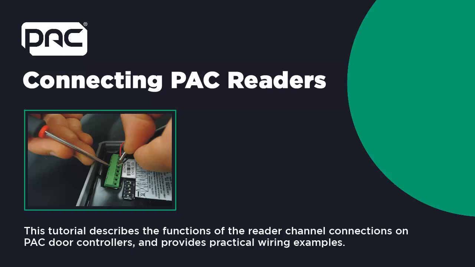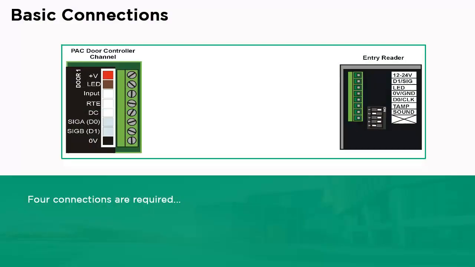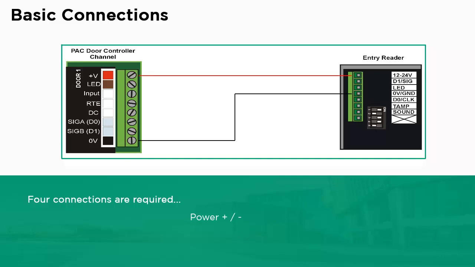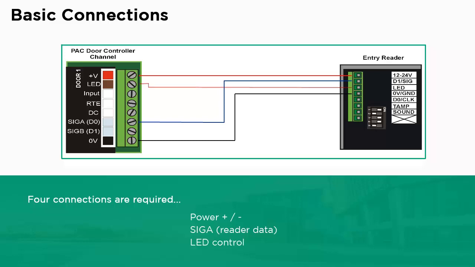This tutorial describes the function of the reader channel connections on a 512 door controller and provides practical wiring examples. GS3 readers require only 4 connections when used with the PAC, key-pac and MyFair cards or tokens. These are the 2 power supply connections, the SIG-A, which is the reader data connection, and the LED connection.